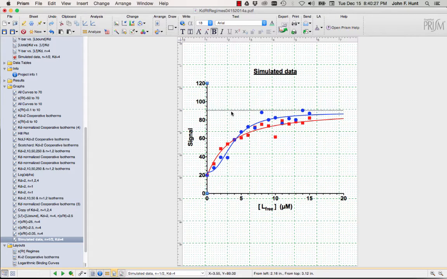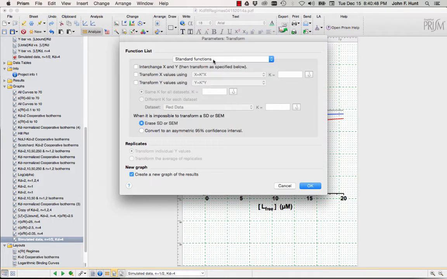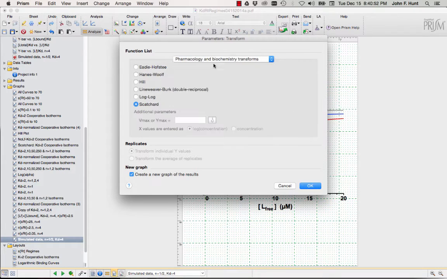Okay, but now let's go on and do the Hill plot. And in Prism, this is exceedingly easy. We're going to go to Analyze. And the Hill plot, as we saw, we algebraically transformed the variables when we derived the expression for the Hill plot. So this is considered a transformation of the data. So we go Analyze, Transform. Rather than the standard functions, we're going to go to, guess what, the pharmacology and biochemistry transforms. And we're going to ask it to do a Hill plot.